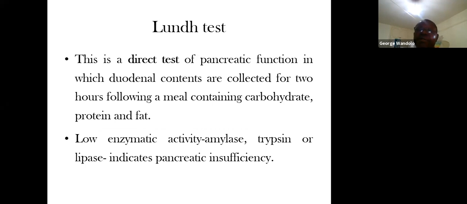The Lundh test is a direct pancreatic stimulation function test in which the duodenal contents are collected for 2 hours following a meal containing carbohydrate, protein, and fat. So we feed people a certain amount of carbohydrate, protein, and fat, and then we allow them to digest. Within 2 hours, we should have had quantifiable digestion. Low enzymatic activities like amylase, trypsin, or lipase indicate pancreatic insufficiency. When we collect the contents from the stomach and assess them and find low activity, this means pancreatic insufficiency.